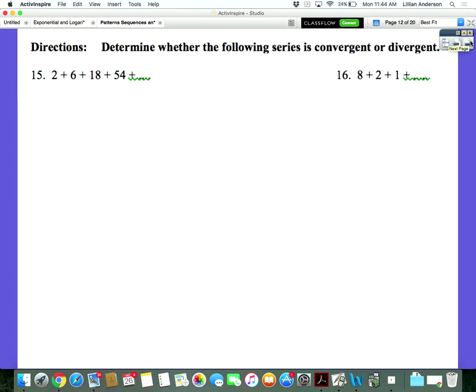Determine whether the following sequence is convergent or divergent. Not yet. What made you guys say it that way? Why did you say it that way? You know what? It seemed like it was getting small, like dividing, so I should have gone with that one probably.